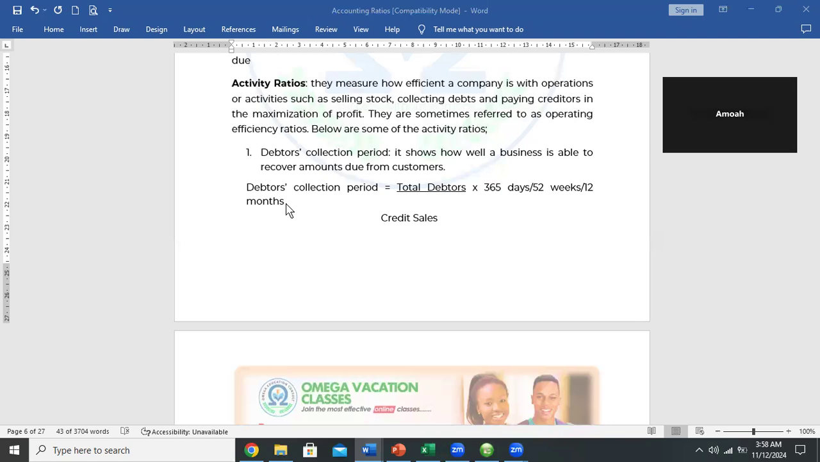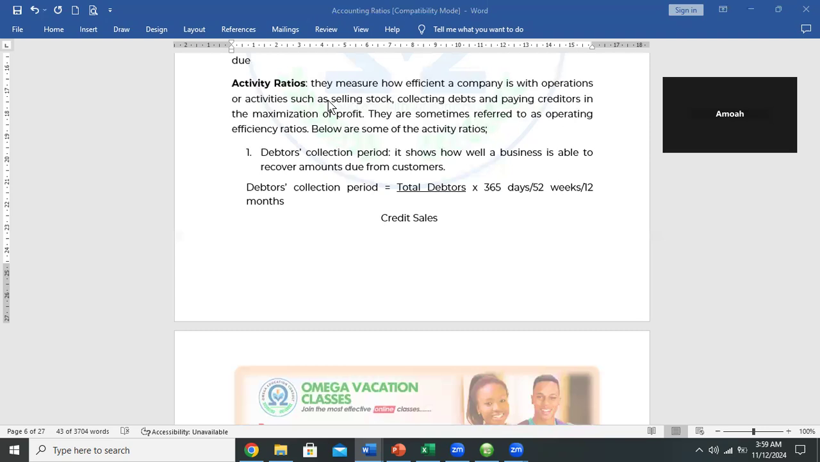So activity ratios, as she read, you see the name activity. So it is looking at the activities that a business undertakes. Now, the major activities businesses undertake are mainly either they are selling stock, right? Or maybe they are going to purchase stock from their suppliers, or they are collecting their debts from debtors, or they are paying their creditors. These are the major things that businesses do, right? You get the goods, you sell them. If people are owing you, you go and collect them. You also have to pay people you owe.